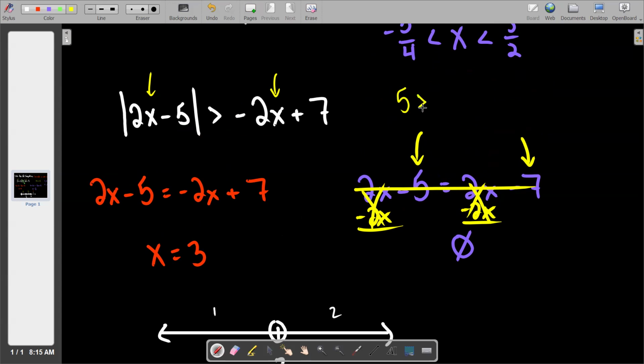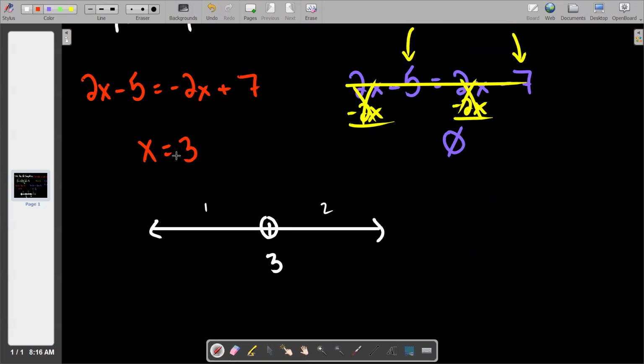If you put a 0 in the one on the right, what is negative 2 times 0? 0. 0 plus 7 is 7. And is 5 greater than 7? It is not. Therefore, region 1 can have a little red X or something like that. You can mark it on the line or whatever you want to do.